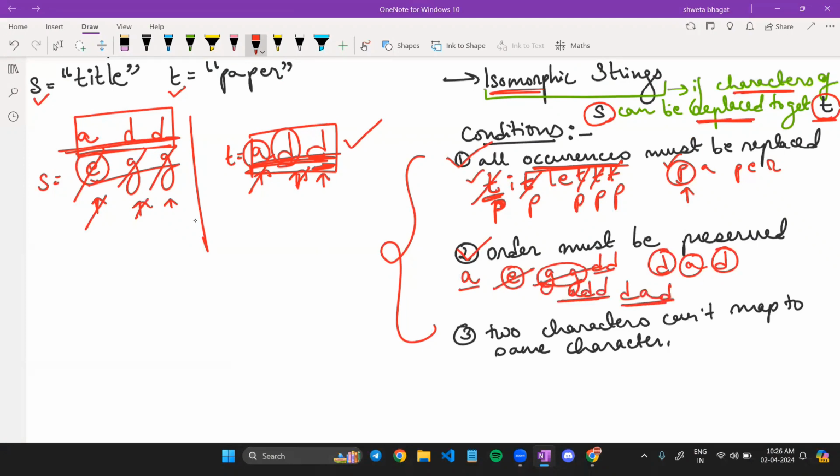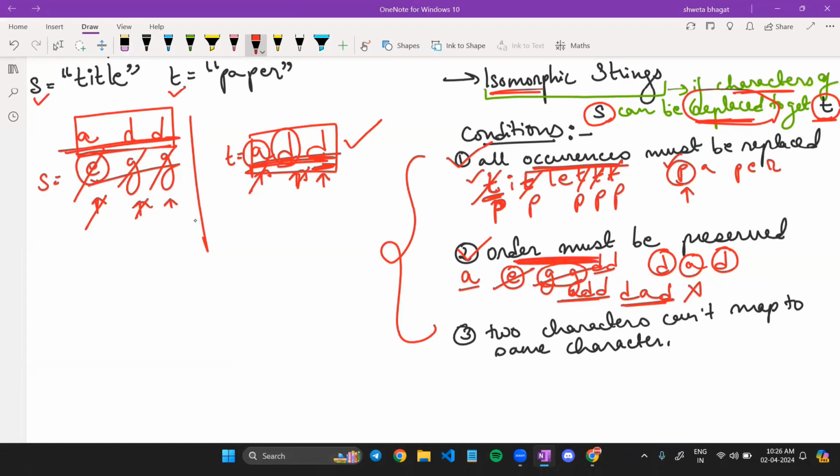And you'll say that these two are isomorphic, but this is wrong. Why? It's because we cannot rearrange these characters. We can only replace the characters. We can't rearrange them; that is, we must preserve their original order.